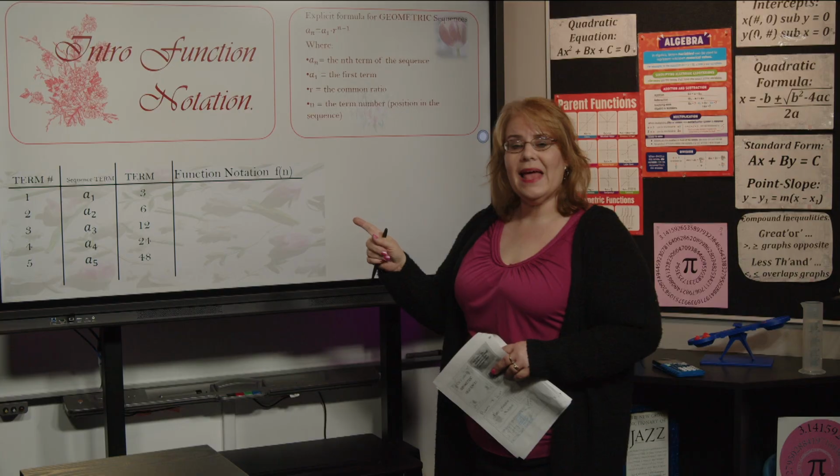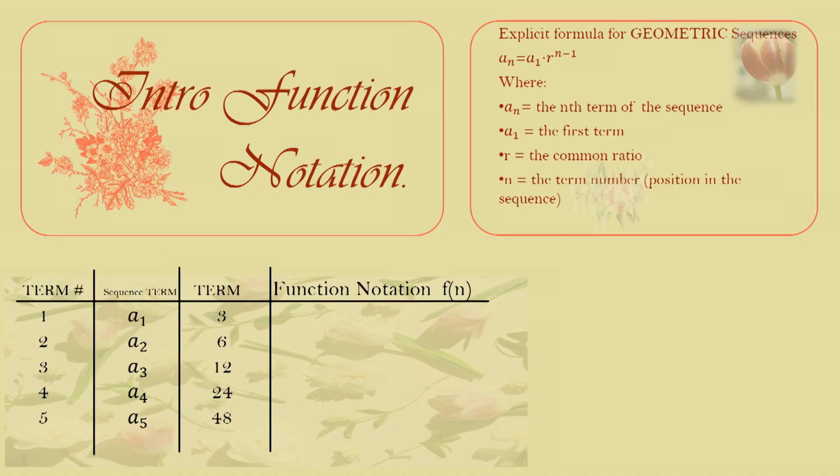So let's go ahead and, if you want to, watch me fill in this table, and then you can fill in your notes page. First thing, I'm going to read this on the top, which says explicit formula of geometric sequences. This is our formula that we need to make sure that we write down and take note of. A sub n equals a sub 1 times r to the n minus 1 power.